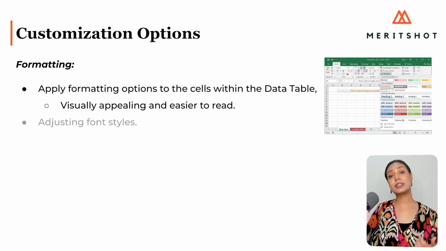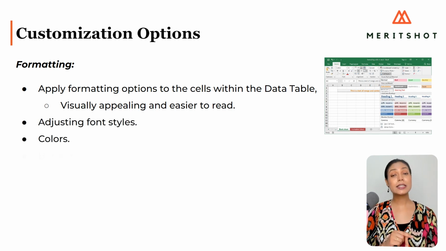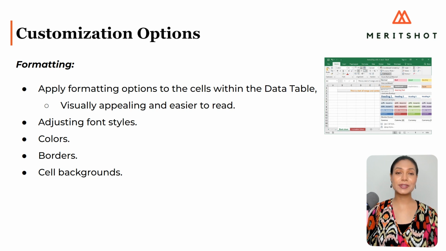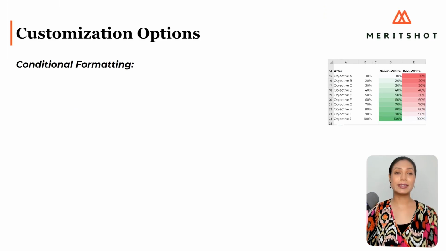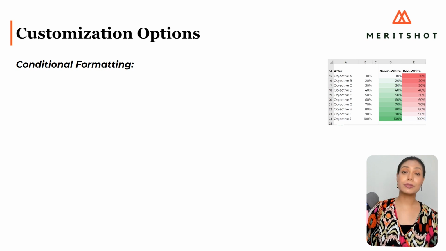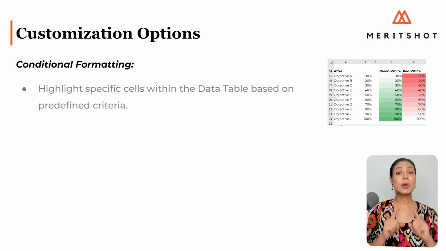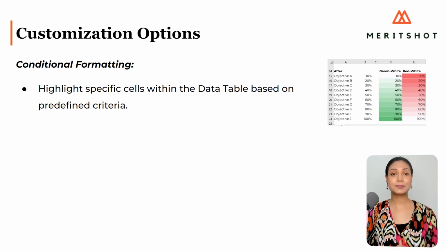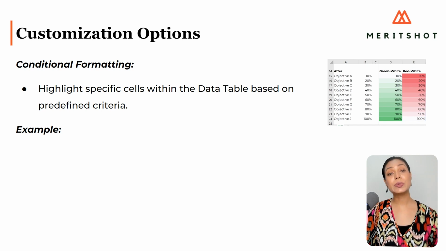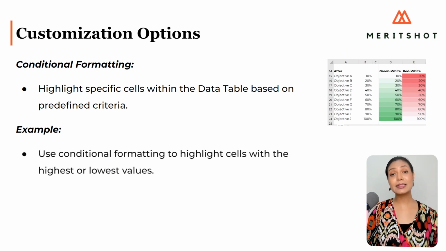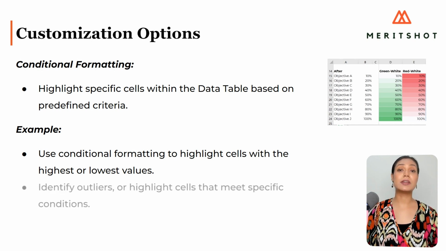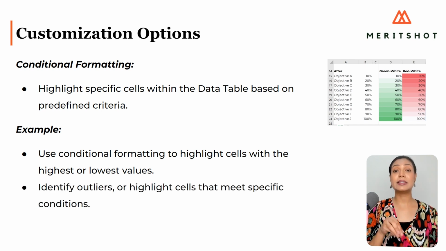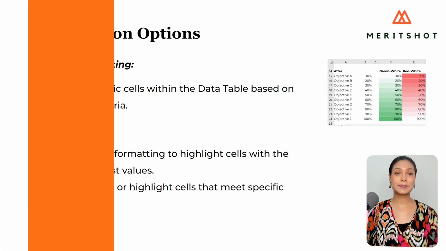This includes adjusting font styles, colors, borders, and cell backgrounds. Conditional formatting. Excel's conditional formatting feature allows you to highlight specific cells within the data table based on some predefined criteria. For example, you can use conditional formatting to highlight cells with the highest or lowest values, identify outliers, or highlight cells that meet specific conditions.